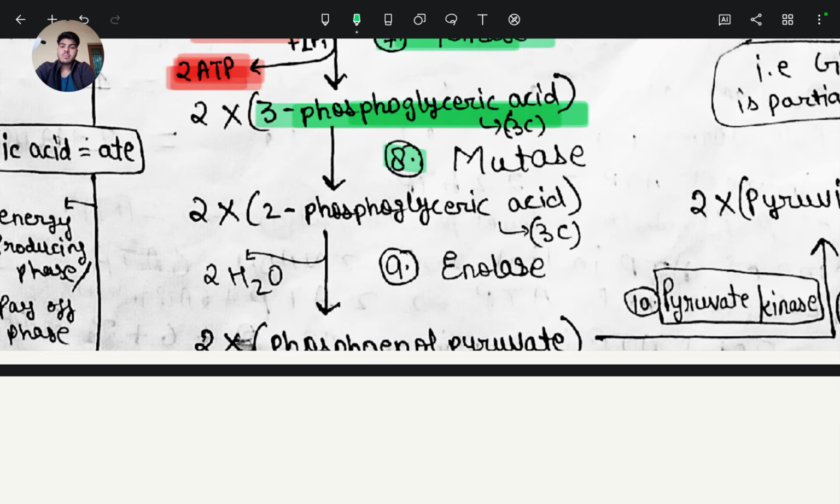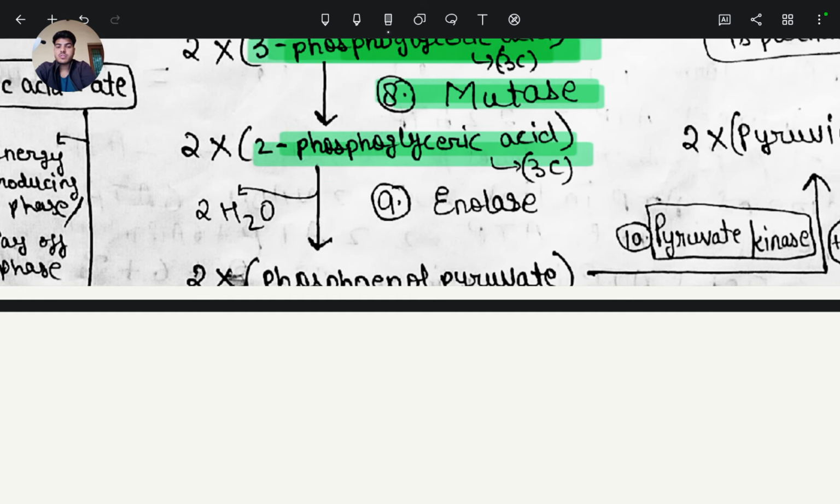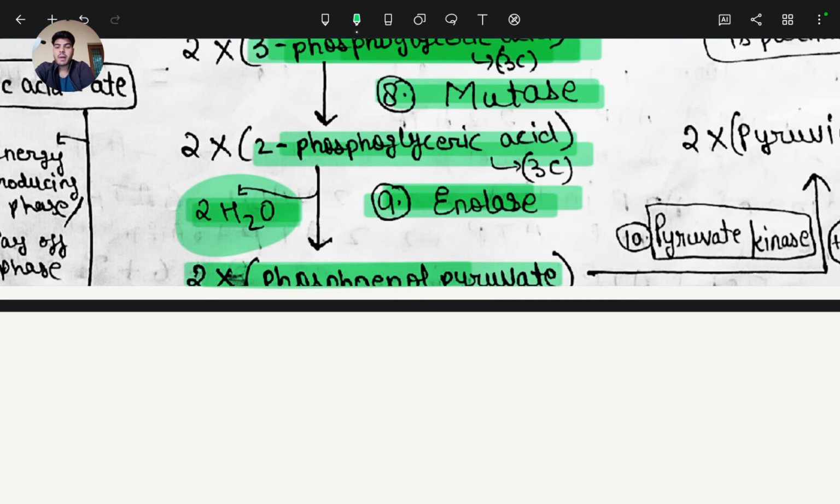At the eighth step, the enzyme mutase is used, and here two molecules of 3-phosphoglyceric acid become two molecules of 2-phosphoglyceric acid. The phosphorus position is changed from 3 to 2. And at the ninth step, another enzyme is used, that is enolase, and here water comes out, that is two molecules of H2O, and forms two molecules of phosphoenol pyruvate.